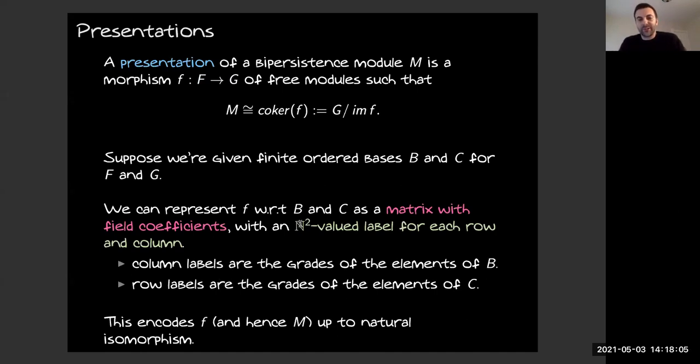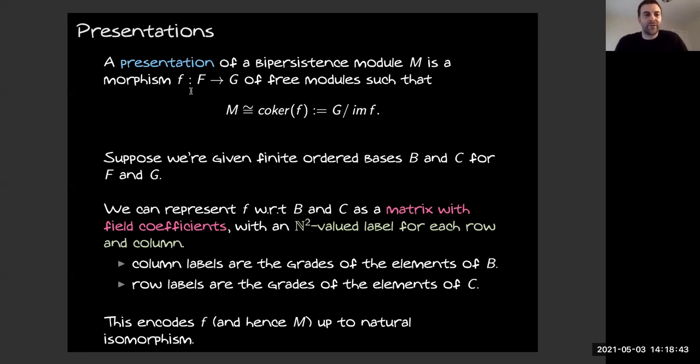And because we're in this graded persistence setting, we're going to have a little more data attached to our matrices. We're going to associate to each row and each column a label. Because I said we're working with N^2 index persistence modules, the label will live in N^2. If we were working with R^n index persistence modules, the label would live in R^n. These labels are obtained as follows. The column labels are just going to be the grades of the elements of the basis B, and the row labels are going to be the grades of the elements of the basis C, these bases for F and G.